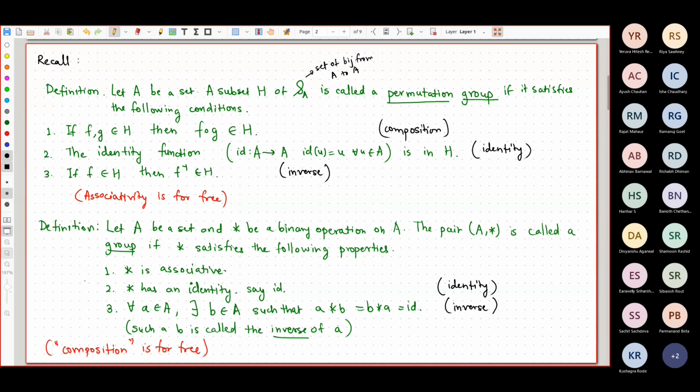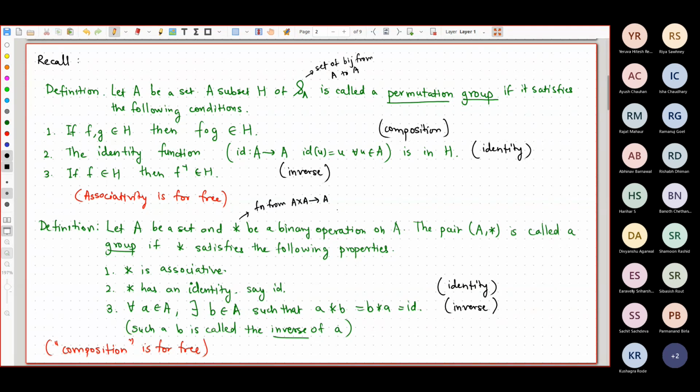And then more generally, we defined the notion of a group. But before that, we defined what a binary operation is. A binary operation on a set A is just a function from A cross A to A. So it takes two inputs from A and gives an output which is another member of A.